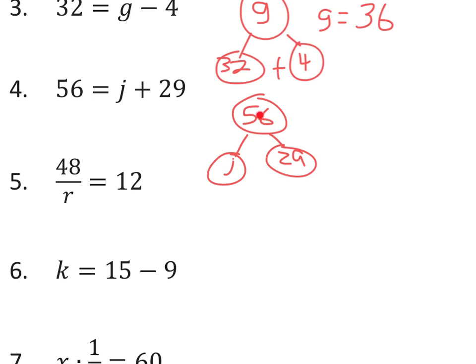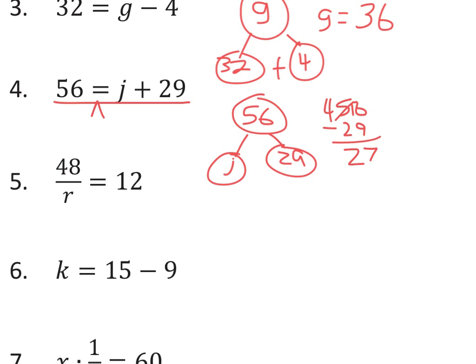So what would I do to figure out my missing part using 56 and 29? I always want to use the numbers that I have. Right, I would subtract them. So subtracting 56 and 29 will give me my answer, which is going to be 27. So j equals 27.